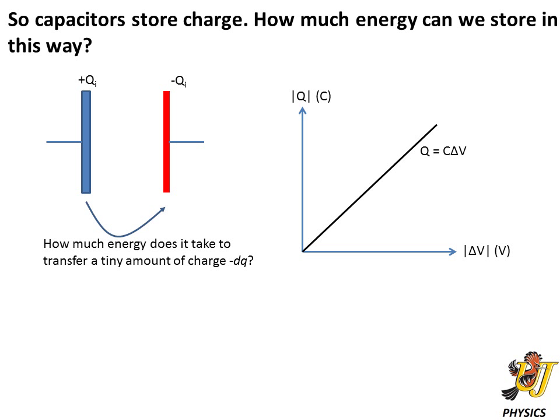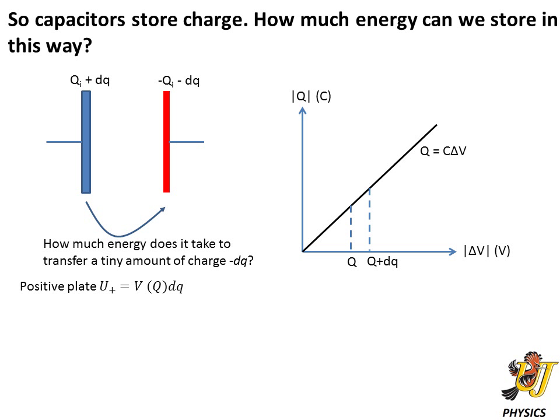We now ask the question, if we've got a certain amount of charge already stored on the capacitor, how much energy does it take to remove a tiny amount of negative charge from the positive plate and to add a tiny amount of negative charge to the negative plate? Therefore, if we look on our graph, we're asking how much energy it costs to increase the charge stored on the capacitor by an infinitesimally small amount, dq.